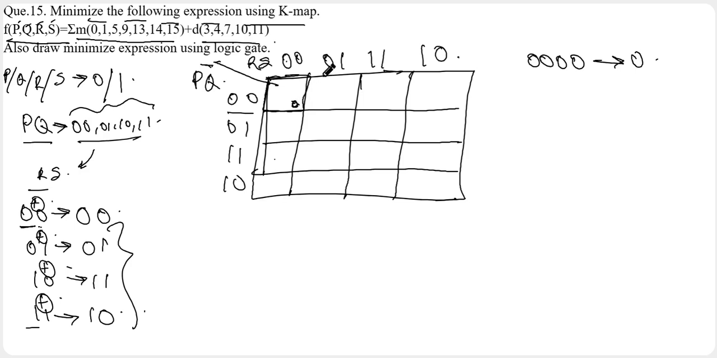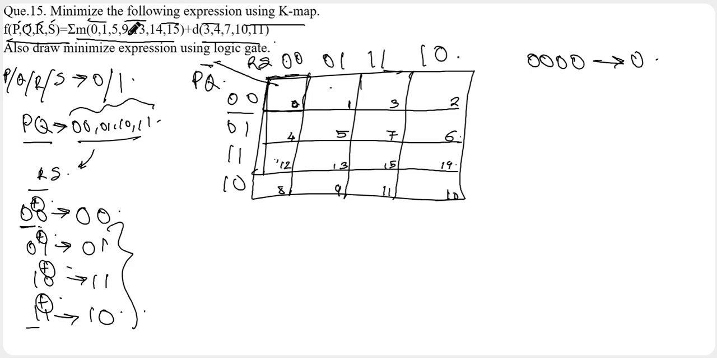Now for this cell, 0001 has a value of 1. Similarly this has a value of 3, this has 2, this has 4, this has 5, this has 7, and this has 6. Now this has a value of 8, this has 9, this has 11, and this has 10. This cell has a value of 12, this cell has 13, this cell has 15, and this cell has 14.